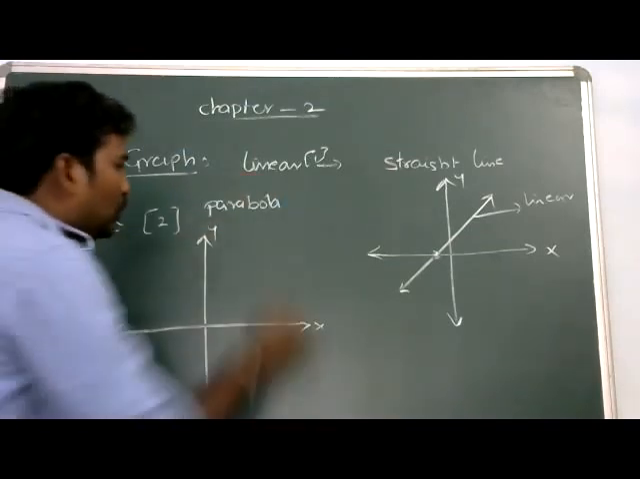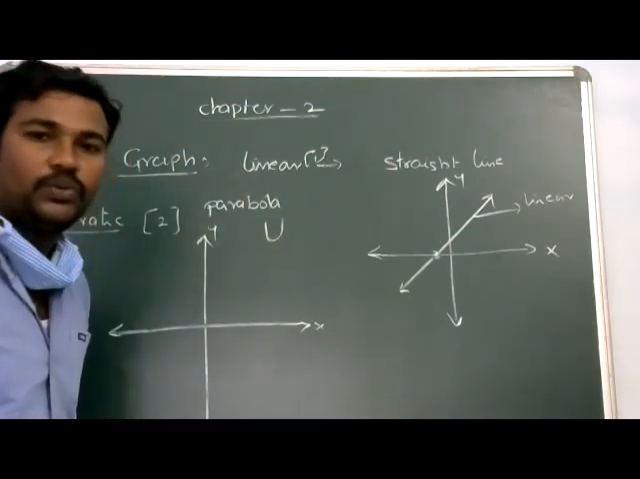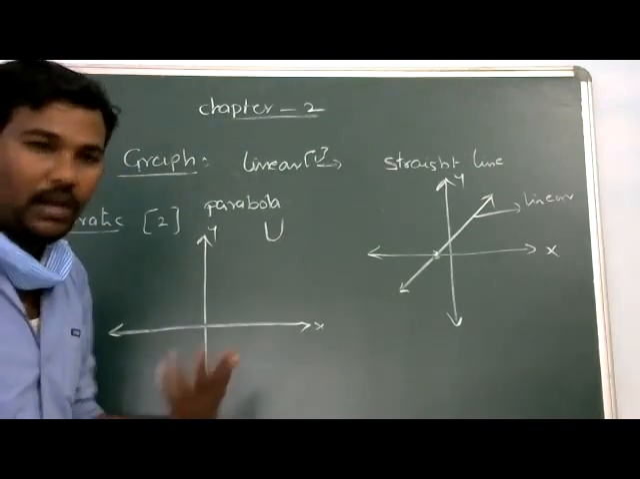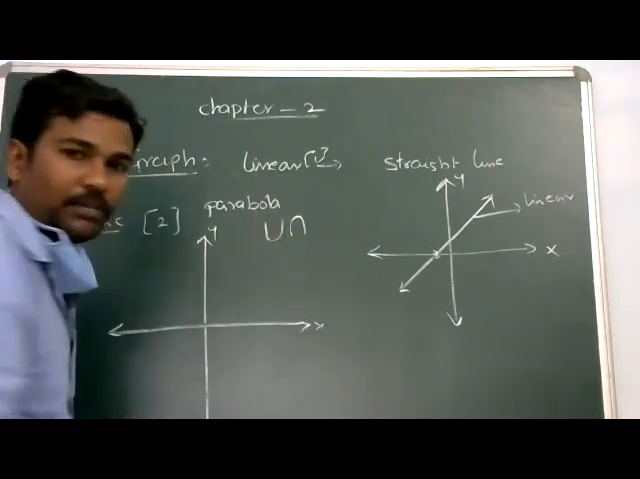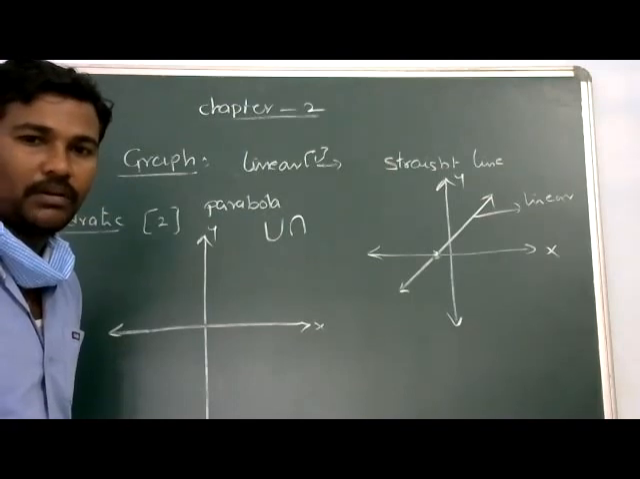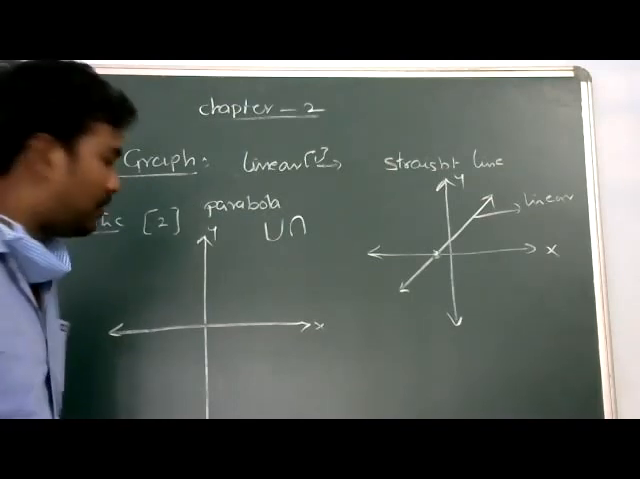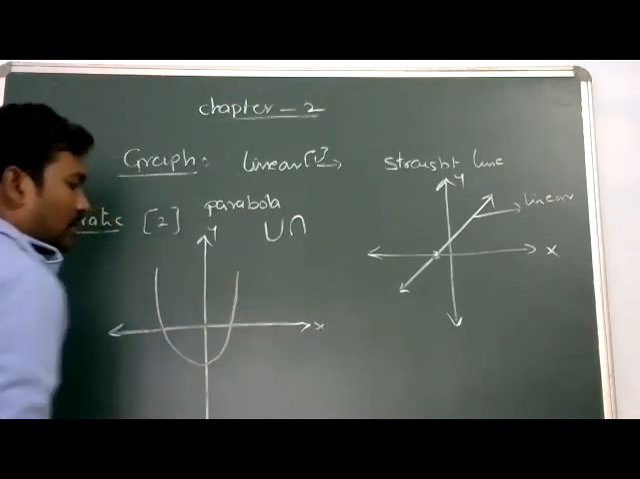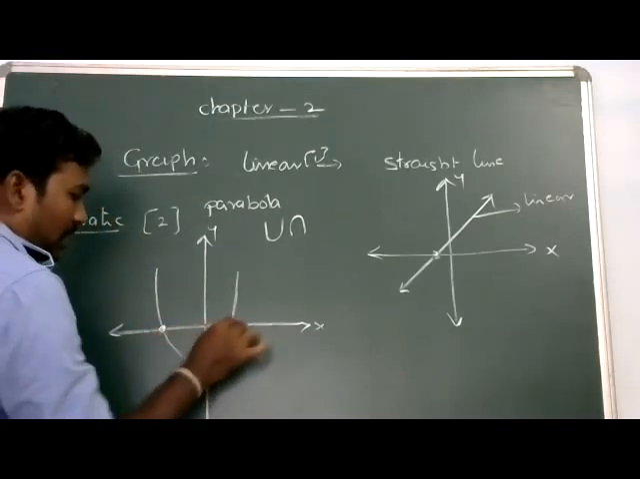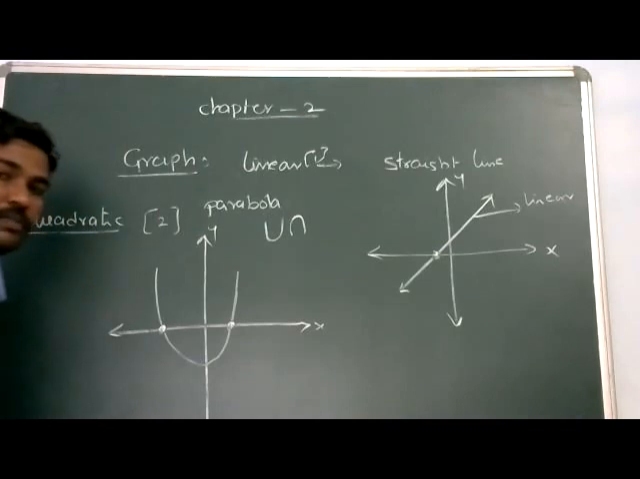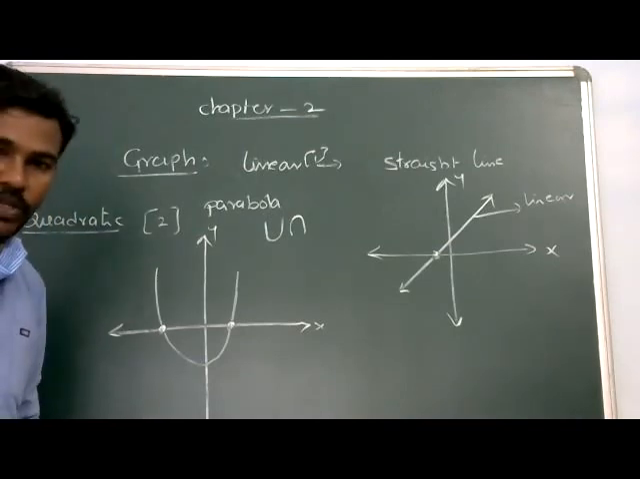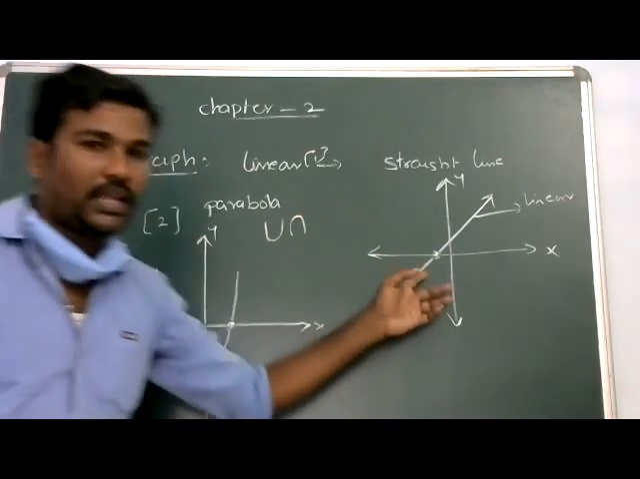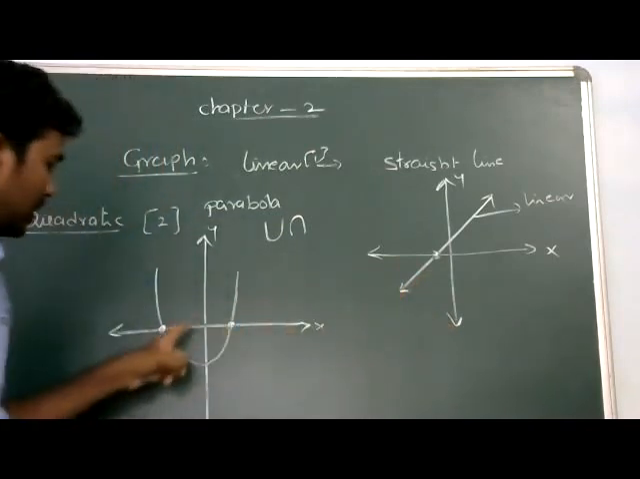Nothing but a U-shaped curve, downward parabola or upward parabola, whatever it may be. Here you can see now, suppose an example like this. How many times can it be intersected? Two times. The number of zeros equals 2. So by seeing the graph, how many zeros are there? Only 1 zero. How many zeros are there? Only 2 zeros.